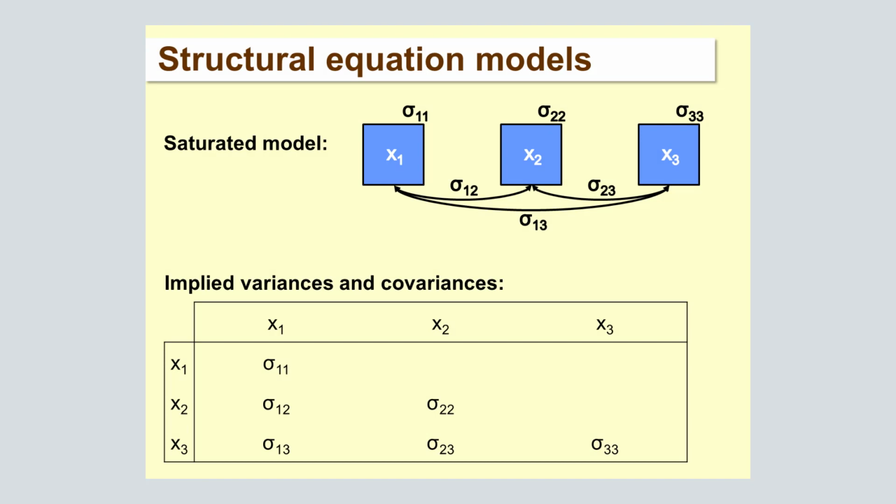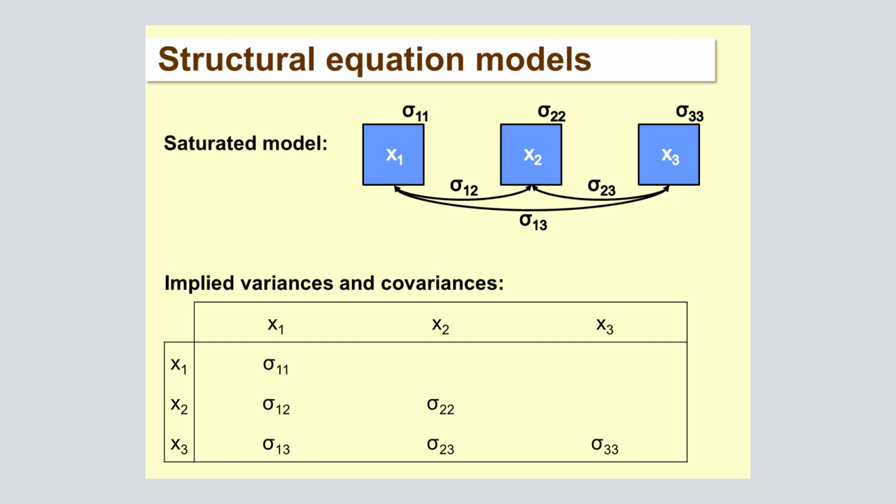Let's start with building a model. A model consists of variables, relationships between them, and model parameters. Here we have the three variables, and every variable has a variance, sigma 1,1, sigma 2,2, and sigma 3,3. Moreover, the variables covary, and the three covariances are sigma 1,2, sigma 1,3, and sigma 2,3. The parameters of this model can be expressed in the implied variance-covariance matrix as shown below.